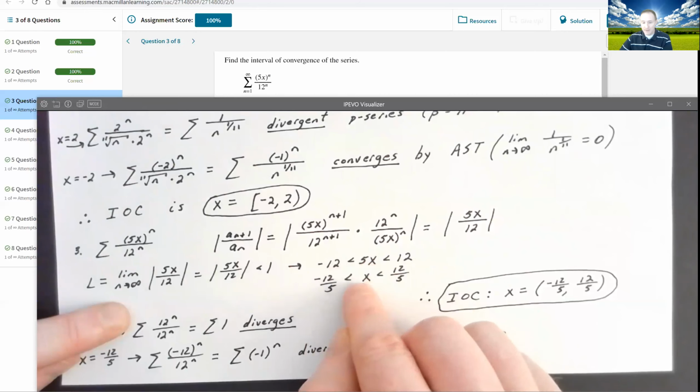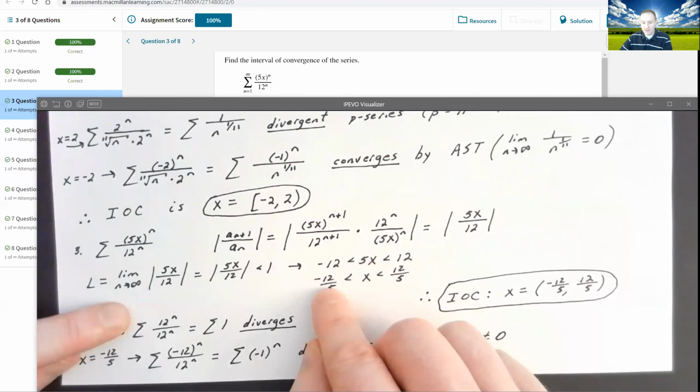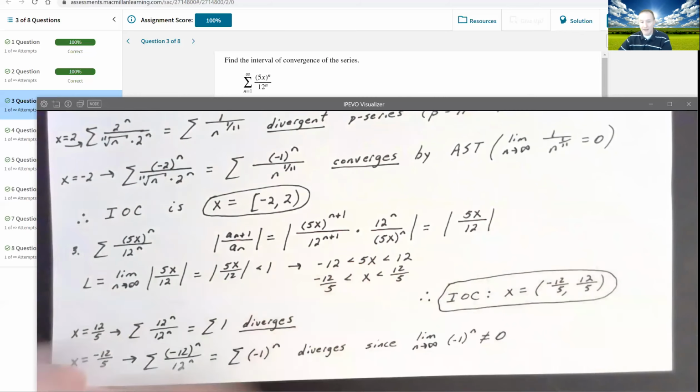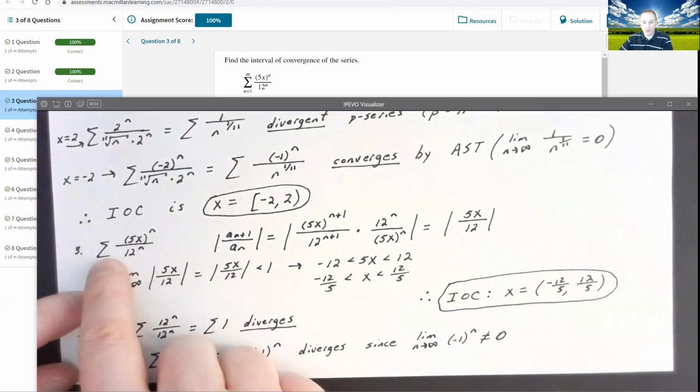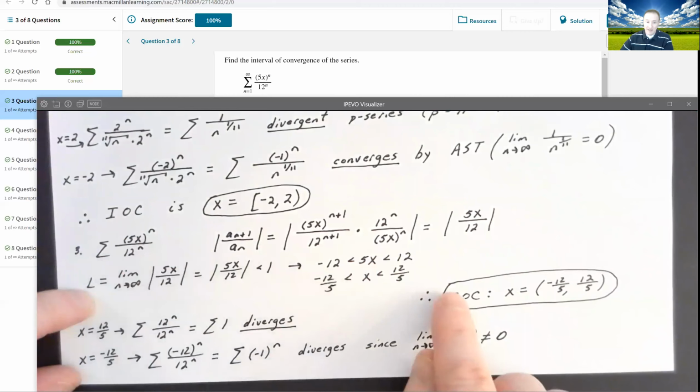Now we can divide by 5 in all 3 portions and get, okay, x is some number between negative 12/5 and 12/5. If it is, we are guaranteed that that series will converge. If it's not, in other words, if it's equal to one of the endpoints, we don't know. So I have to test the endpoints.